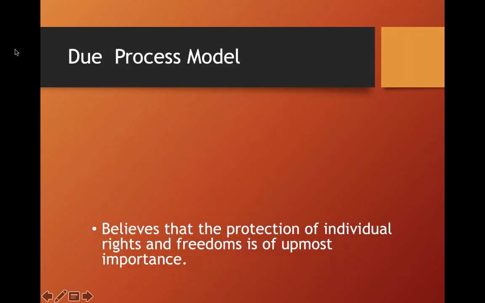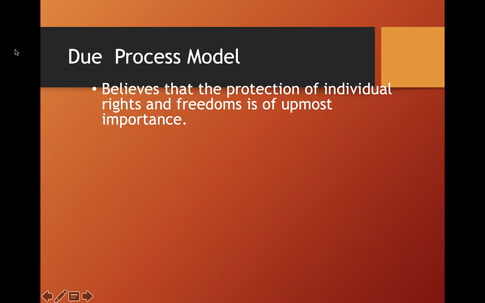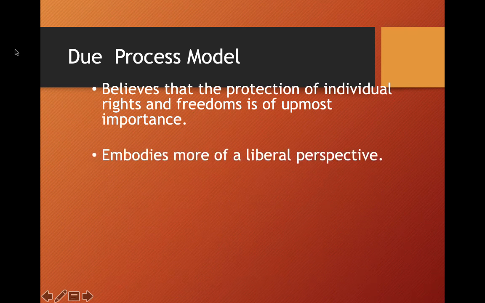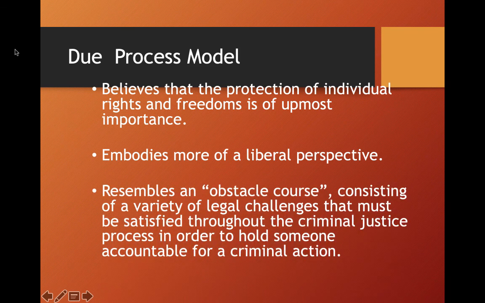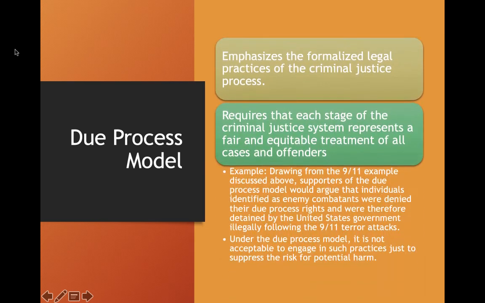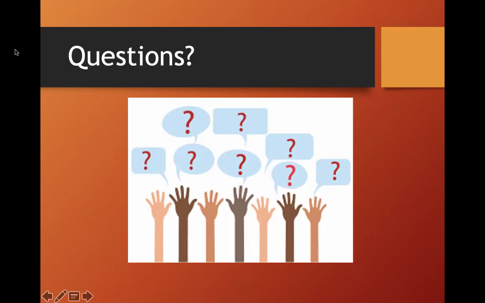And then we have the due process model. This believes that the protection of the individual rights and freedoms is of the utmost importance. So please pause and read the rest of the due process model and the examples. All right, this ends this presentation on Chapter 1.